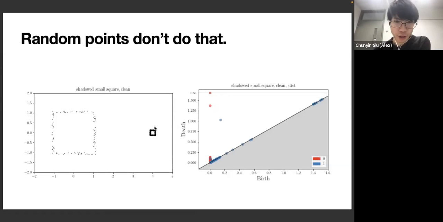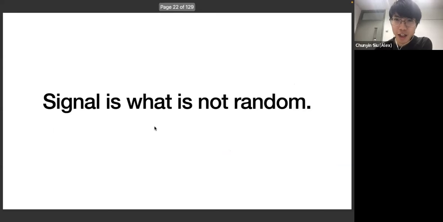If you sprinkle salt on the table, you're not likely to see points that fall on the edge of two squares and refuse to fill in the center. It's just going to cover the plane in a somewhat uniform manner. So we see there are two squares because this pattern is surprising. It's surprising because random points do not do that. So in short, signal is what is not random. Signal is the deviation from the behavior of random points.